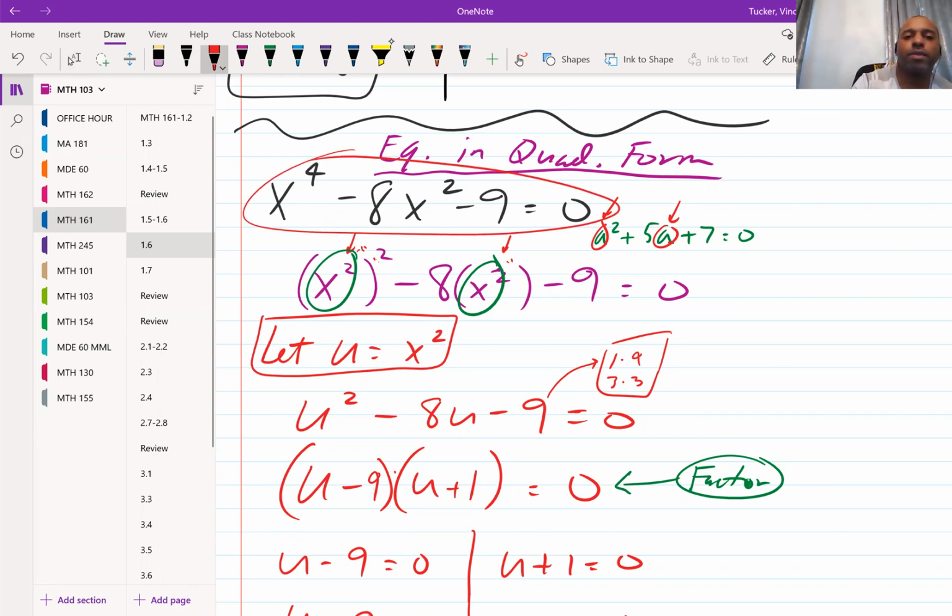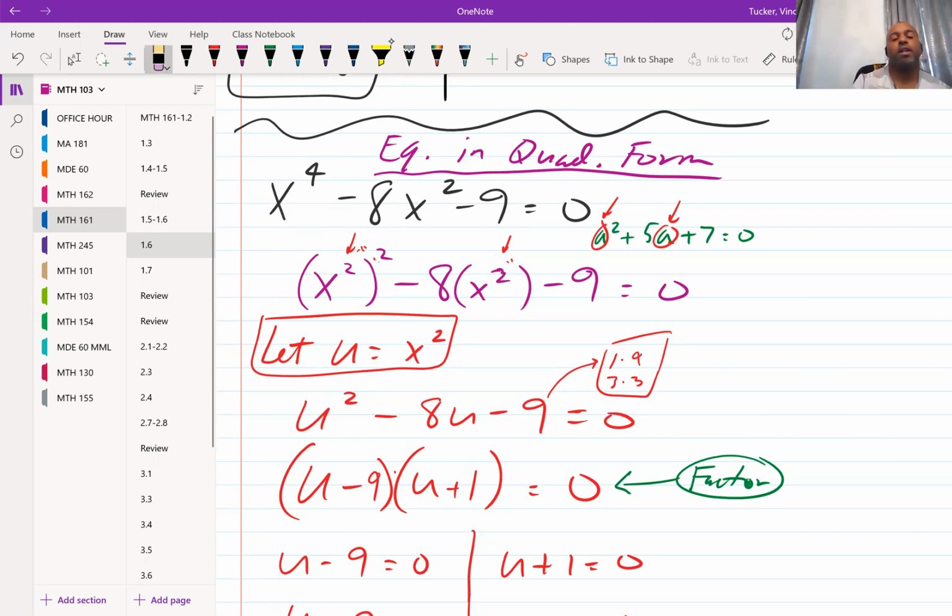So we have x to the 4th minus 8x squared minus 9 equal to 0. Whenever you have an equation, when you look at this second term and compare it to the first term, it's that term squared. In other words, I have x squared right here, but then x to the 4th is x squared squared. That's considered being in quadratic form. The second term is being squared in the first term as far as your variables are concerned.